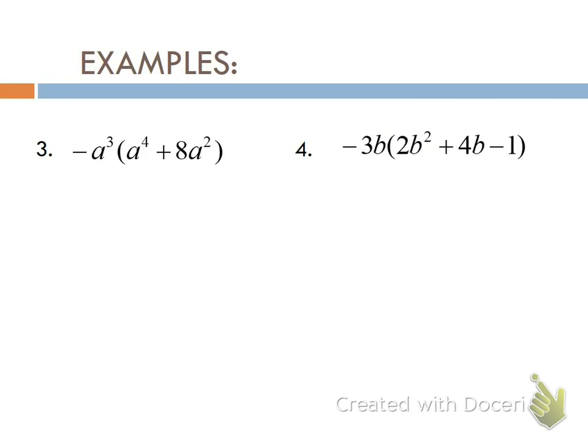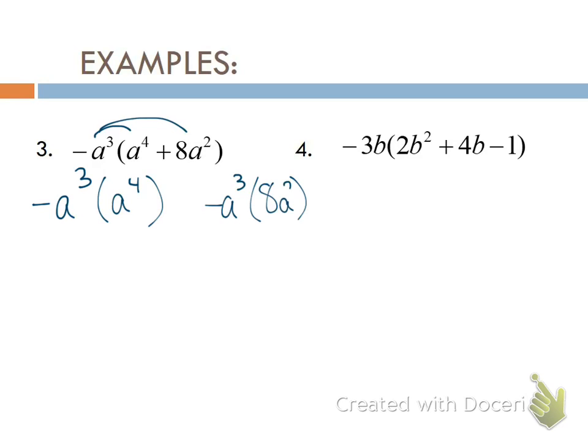All right, 3 and 4 get a little more interesting. On number 3, what are we distributing? Okay, negative a to the third gets distributed. So negative a to the third is getting multiplied by what? A to the fourth. Negative a to the third is also getting multiplied by what else? A to the second power. So we need to be careful when we do this. Negative a cubed times positive a to the fourth. What would that get me?